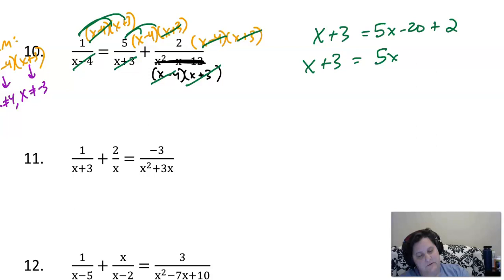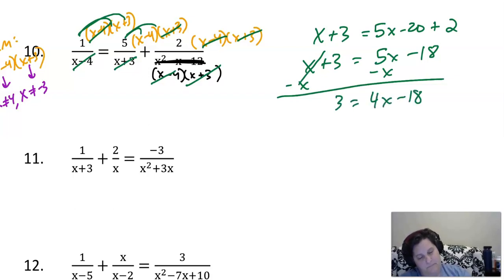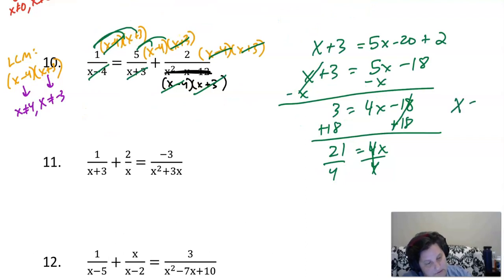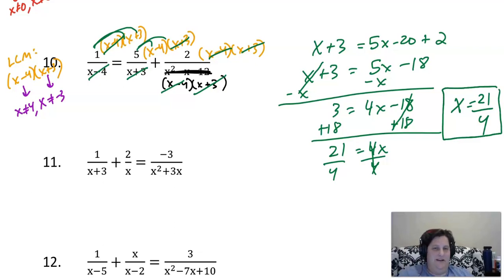Now we should go about solving this equation. Subtract x to the other side. So 3 equals 4x minus 18. Add 18 to the other side. 4x equals 21. And then if I divide by 4, I get x equals 21 over 4. It's really hard to make these questions come out to nice whole numbers, so you will get a lot of fractions. Don't be stressed out if you're getting fractions here.